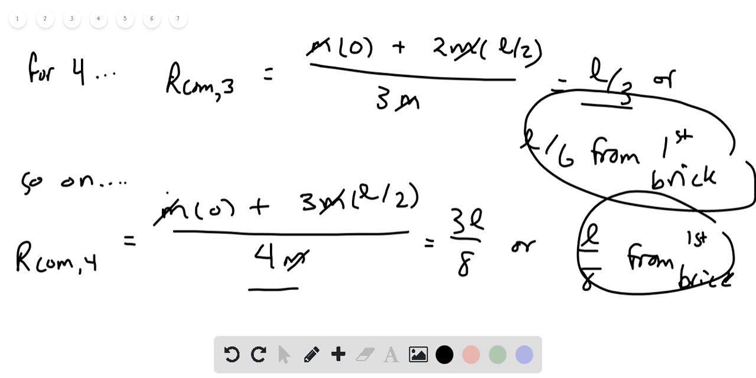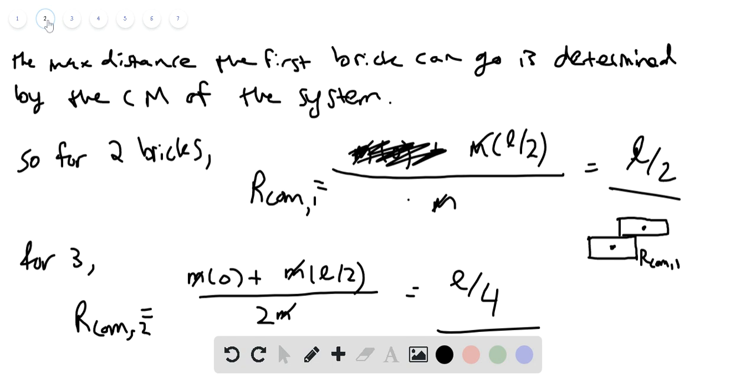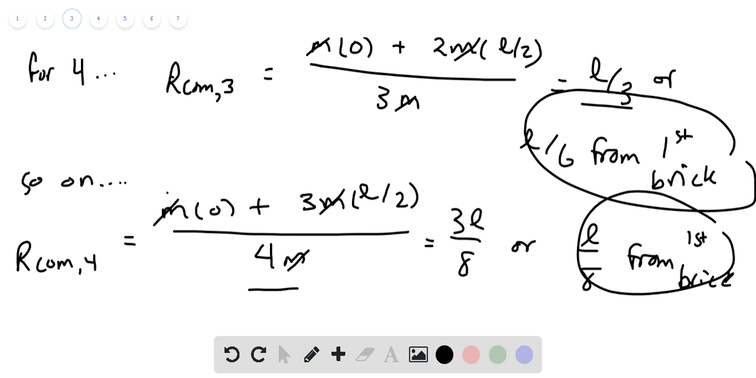So this is where we start to see the relation that the question is looking for. So we start with L over 2, and we go to L over 4, and then next should be L over 6, right? So this is all referencing from the first brick, because when we're calculating the center of mass of each of them, we're really doing the ones before. Well, actually, not the last brick. Sorry, not the before bricks.